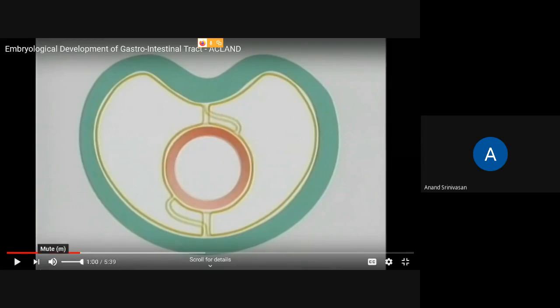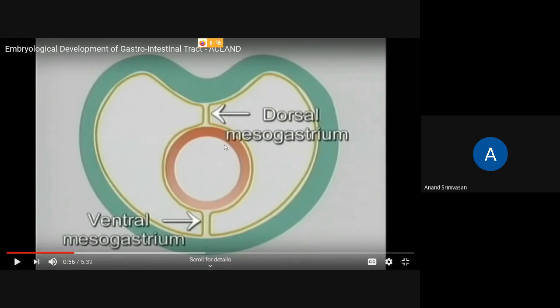Since the main part which arises from the foregut is the stomach, this part is called the dorsal mesogastrium, and this part is called the ventral mesogastrium, because this is the developing stomach. So this is the dorsal mesogastrium, and this is the ventral mesogastrium. Now let's see what happens.